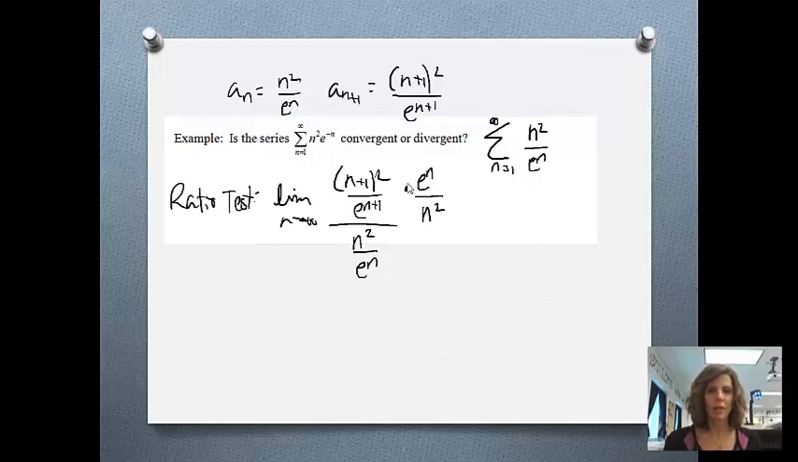And then if I were to do that, if I have e to the n over e to the n plus 1, I'm just going to come over and show you a little side trip on this one. e to the n plus 1 is really e to the n times e to the 1, and the e to the n's cancel out, so I'm just left with 1 over e.